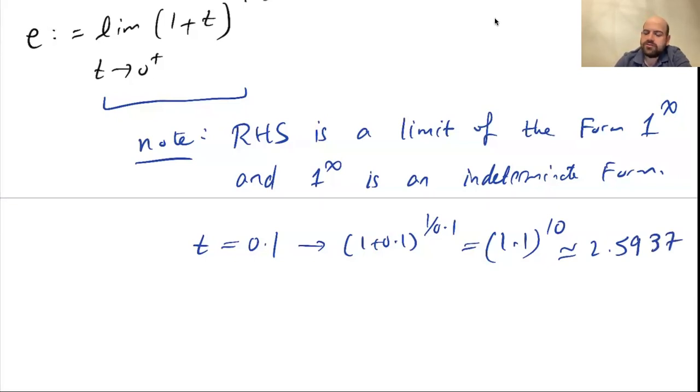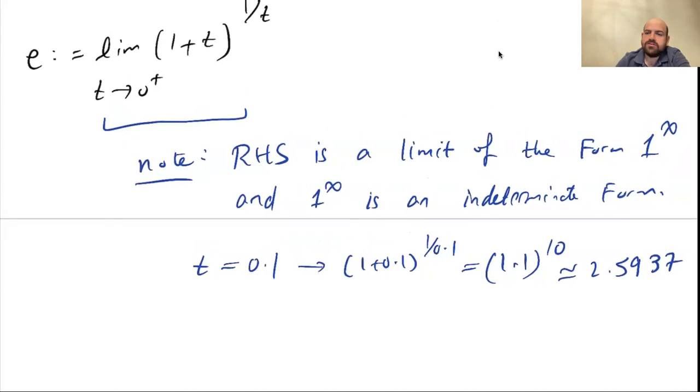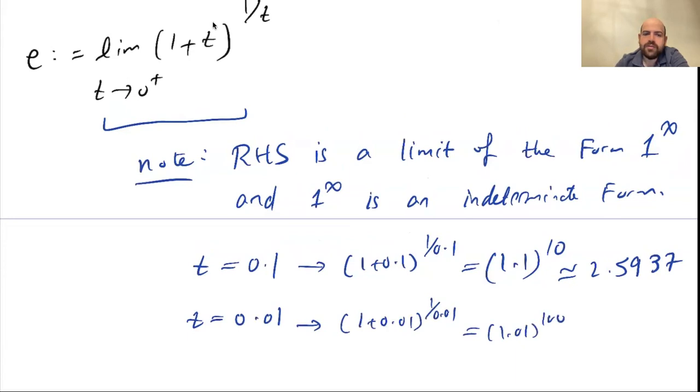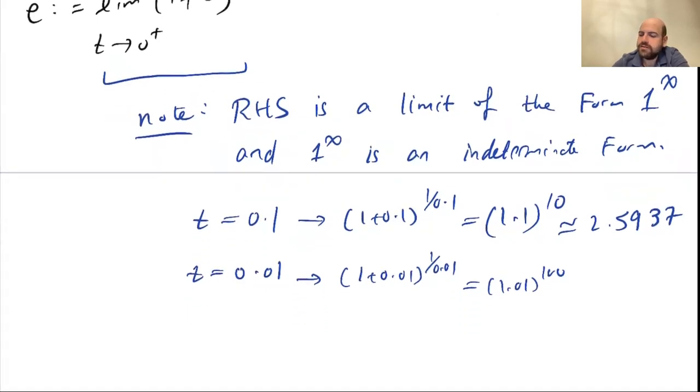Remember t approaches 0 from the right, so it could be 0.1 first, then I can replace t with, let's say, 0.01. Then I'll get 1 plus 0.01 to power 1 over 0.01, and that means 1.01 to power 100. How much is 1.01 to power 100? That's going to be 2.7048.